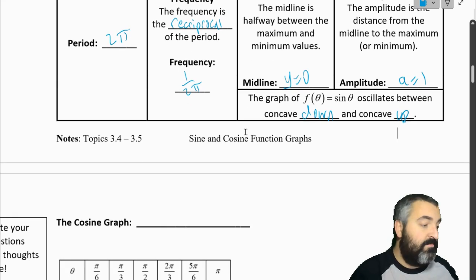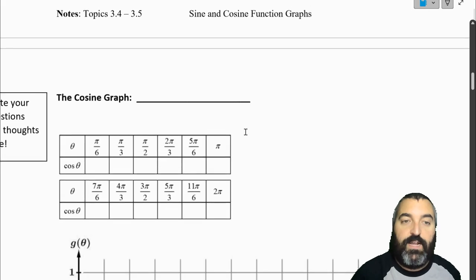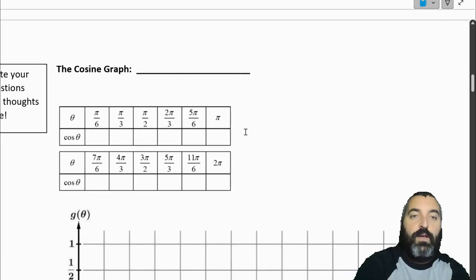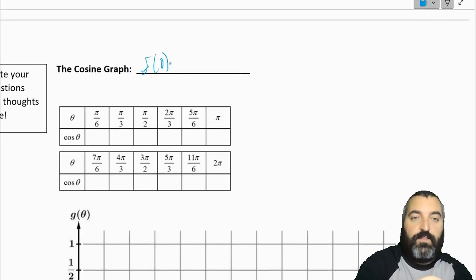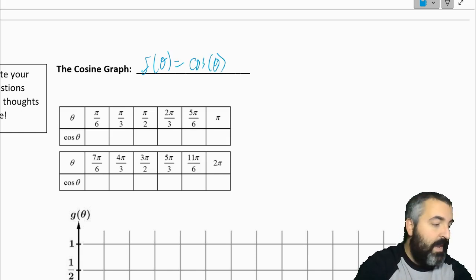Well, guess what? Cosine, very similar. So we're going to go ahead and do that as well in this video. So we're going to do f of theta equals cosine of theta. Okay. And we're going to find all these. And guess what? They're all the same values. They're just switched. So at pi over 6, it's root 3 over 2. Pi over 3 is 1/2. Here it's 0 at pi over 2.